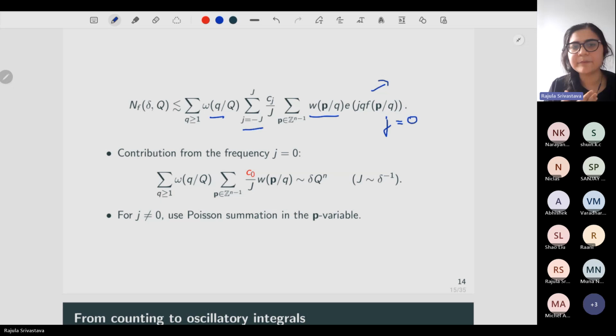And when you do that, the sum in J is not there anymore, because you're looking at J equals 0, and then you carry out the sum in all these smooth parameters. And again, when you sum up in these n minus 1 dimensional lattice points, and then the denominator of size q, you get q to the power n. But now you have this 1 over J as well, because of the normalization of your Fejer kernel, which is like delta. So that's why you get delta times q to the power n when there's no oscillation. That's exactly the term that I expect, the probabilistic term.